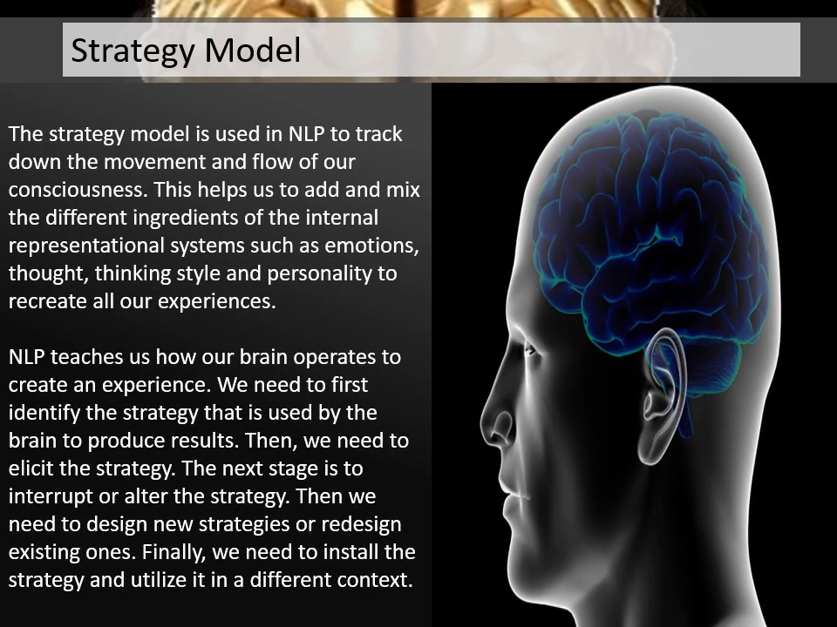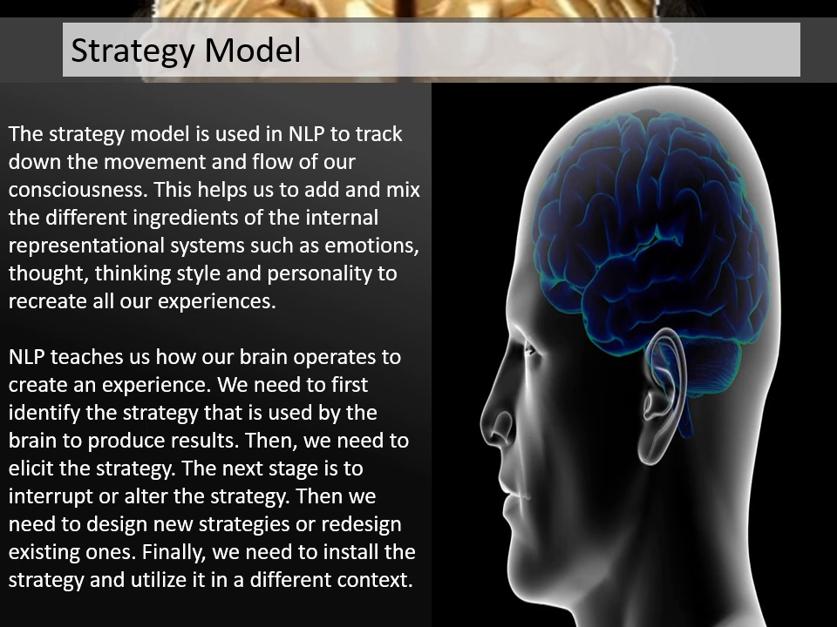The strategy model is used in NLP to track down the movement and flow of our consciousness. This helps us to add and mix the different ingredients of the internal representational systems, such as emotions, thought, thinking style, and personality, to recreate all of our experiences. NLP teaches us how our brain operates to create an experience.